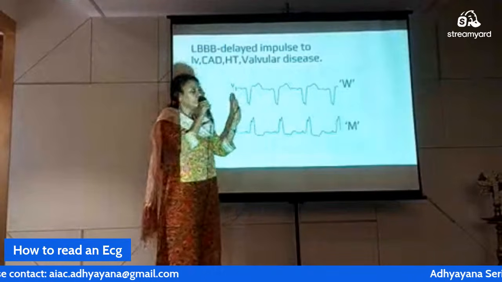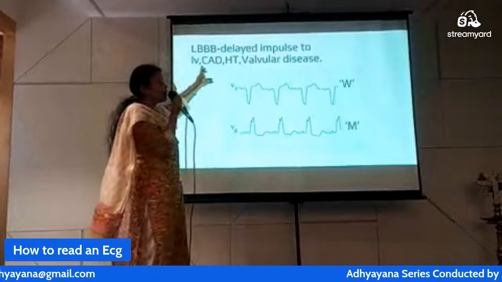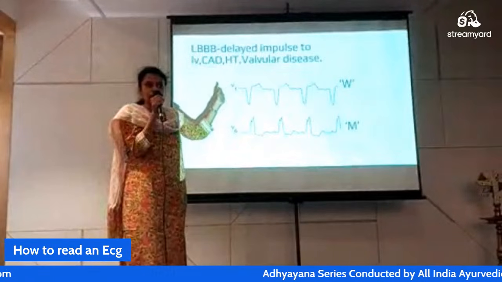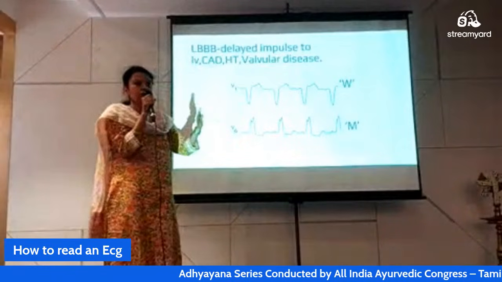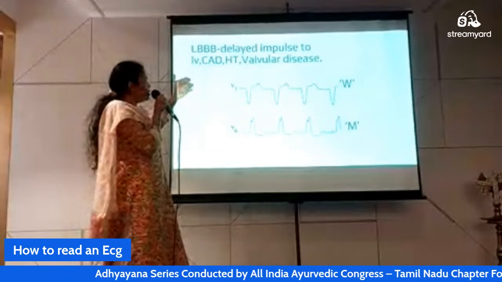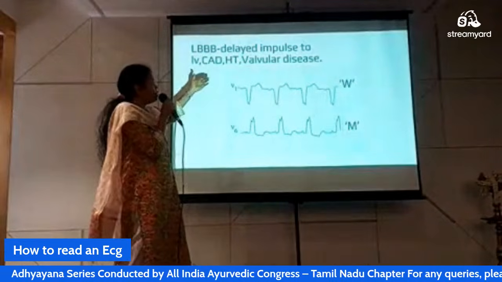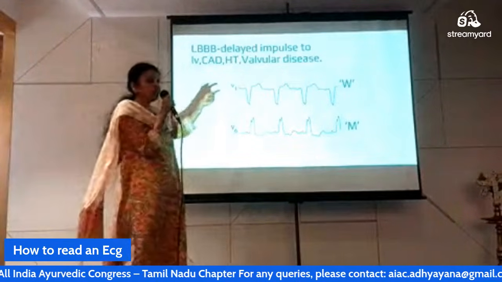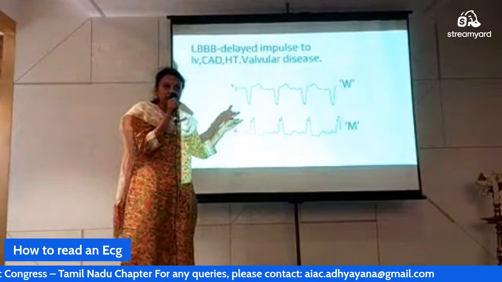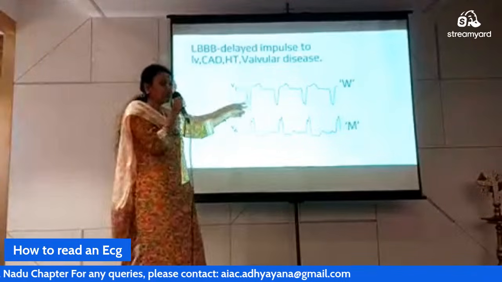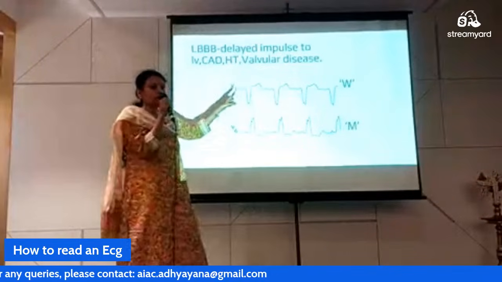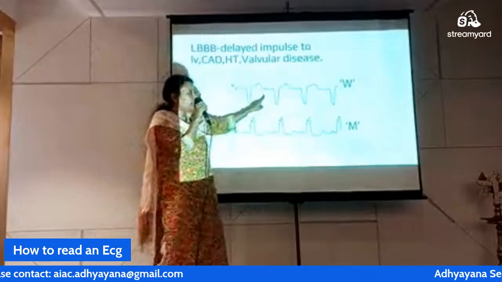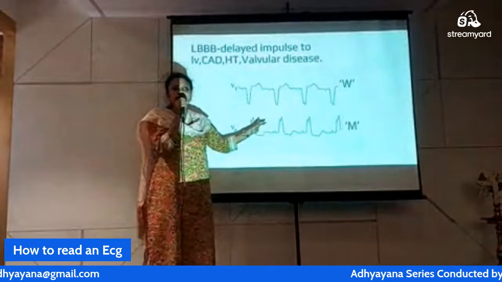right bundle branch block. You will get this in coronary artery disease, as I told you in MI. Post-operative patients will have this coronary artery disease pattern. Hypertension patients will also have this pattern. In valvular disease, in mitral valve diseases and aortic valve diseases, you will have this pattern, usually in mitral valve disease. So W and M, these are just key things I have given you.